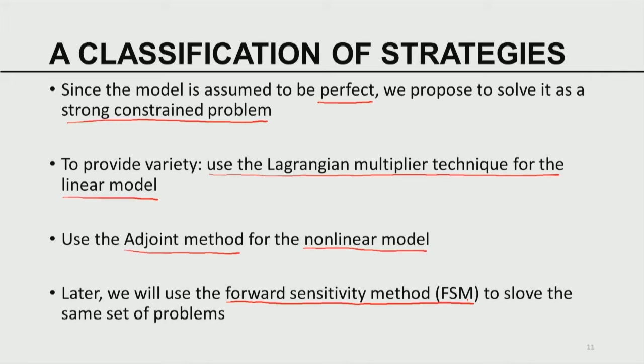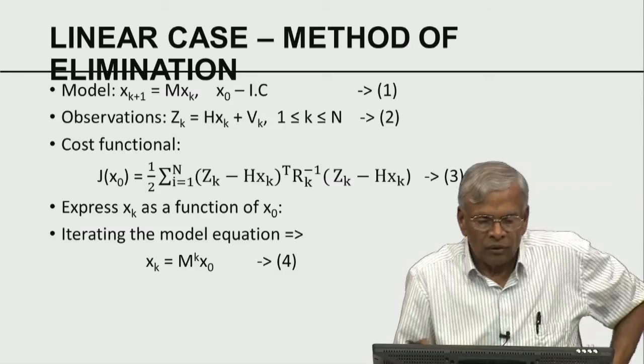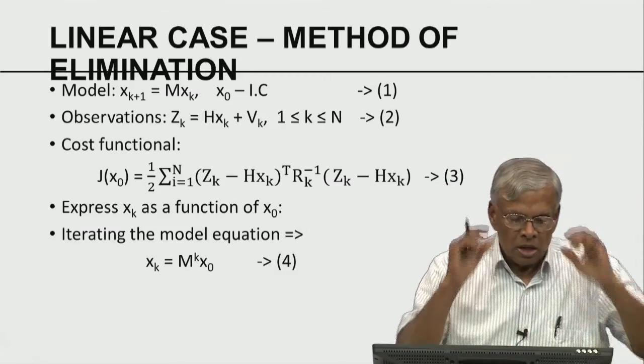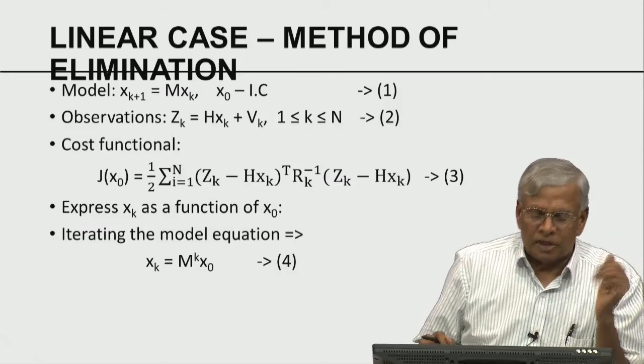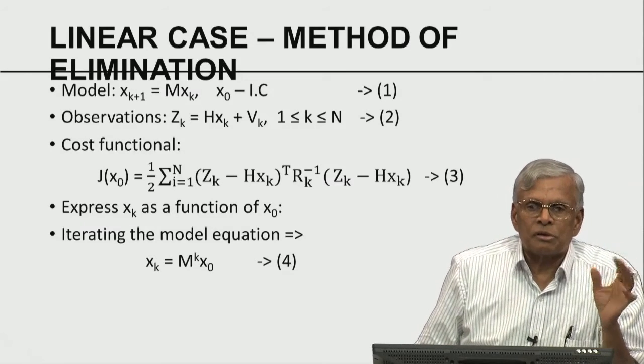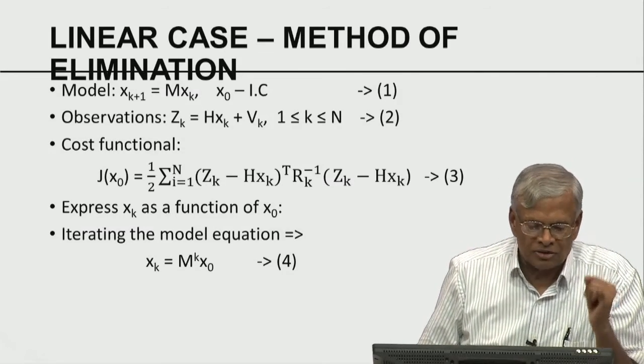Model being perfect, strong constraint using Lagrangian multiplier. Model being perfect, nonlinear case using adjoint method. Model being perfect, we will use the forward sensitivity method to solve the same set of problems. So I am going to illustrate three types of techniques to solve the inverse problem within the context of the assumption that the model is perfect. I am going to use it as a strong constraint. So let's start with the linear case to get the ball rolling in the solution process.